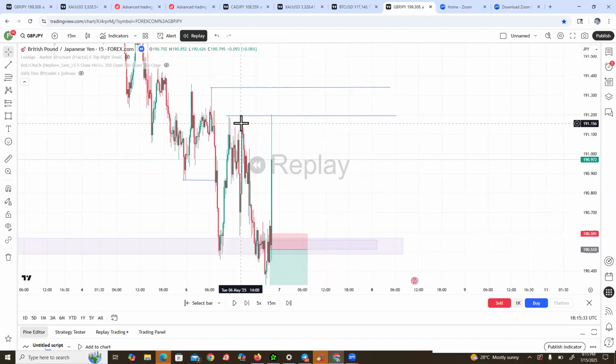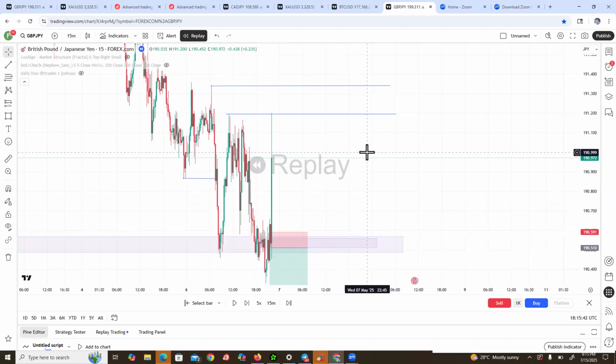So now this low has created a break of structure to the downside. Are you seeing it? So this is now a strong high.